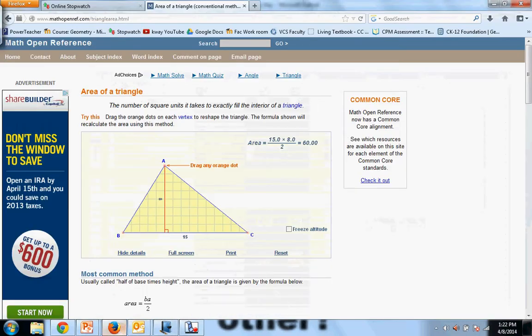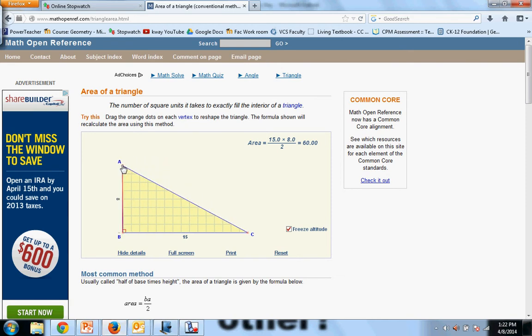Okay, I got a little animation here for you. Take a look. The reason why I'm careful to emphasize "inside" is: here's your base, here's your height, it's inside. But watch what happens when we make an obtuse triangle. Okay, that's a right triangle, there's obtuse. Where does the height go now? Outside.